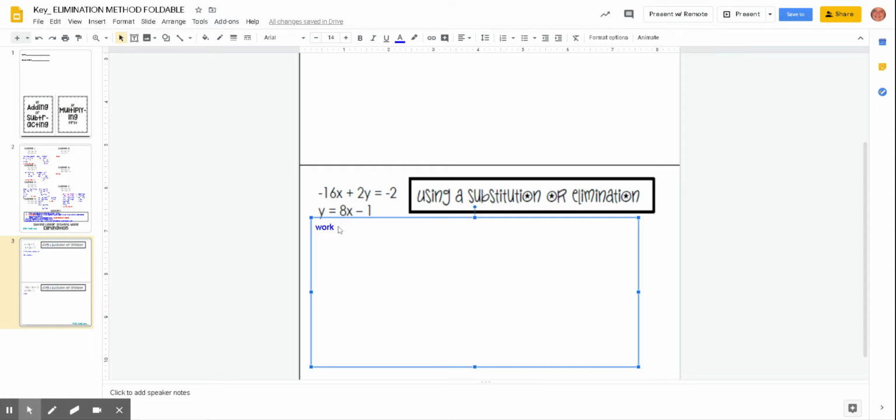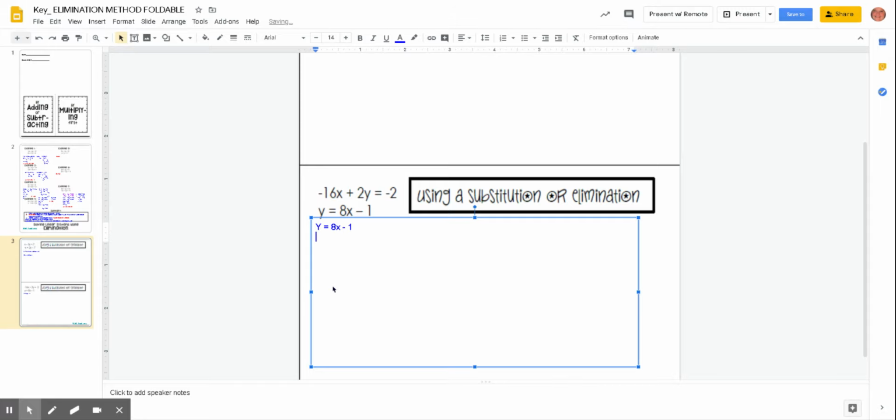Now in this one, remember the rule is we're supposed to be in standard form, and this is not in standard form. Standard form has x and y on the same side. So what I'm going to do is take the second equation, y equals 8x minus 1, and put it into a pseudo standard form. I say pseudo standard form because right now I'm not worried about the rule that a, the coefficient of x, has to be a positive number. I just want to get all the x's and y's on the same side.